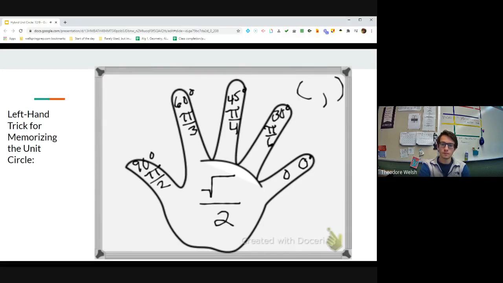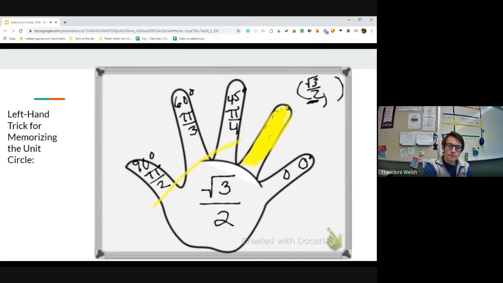So let's say I want to find the first coordinate for 30 degrees. So I would put this finger down. Put that finger down. And what does that give you on the left-hand side? Well, I have 3 fingers there. 3 fingers is what will go underneath here. So this answer is the square root of 3 over 2.